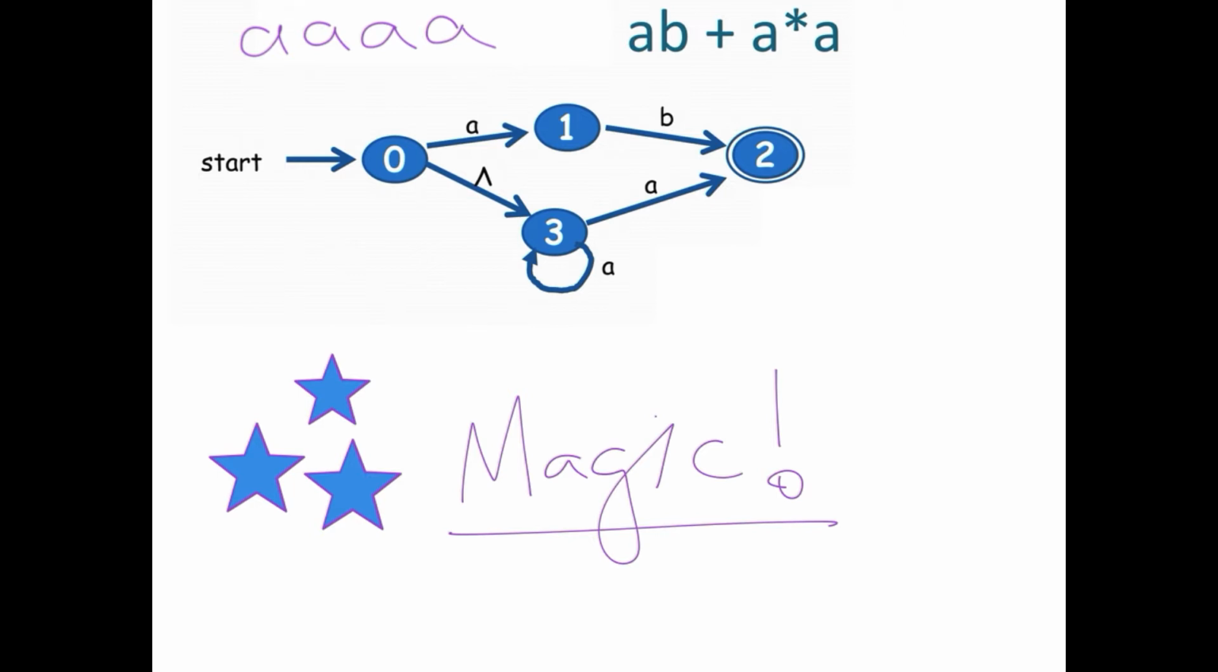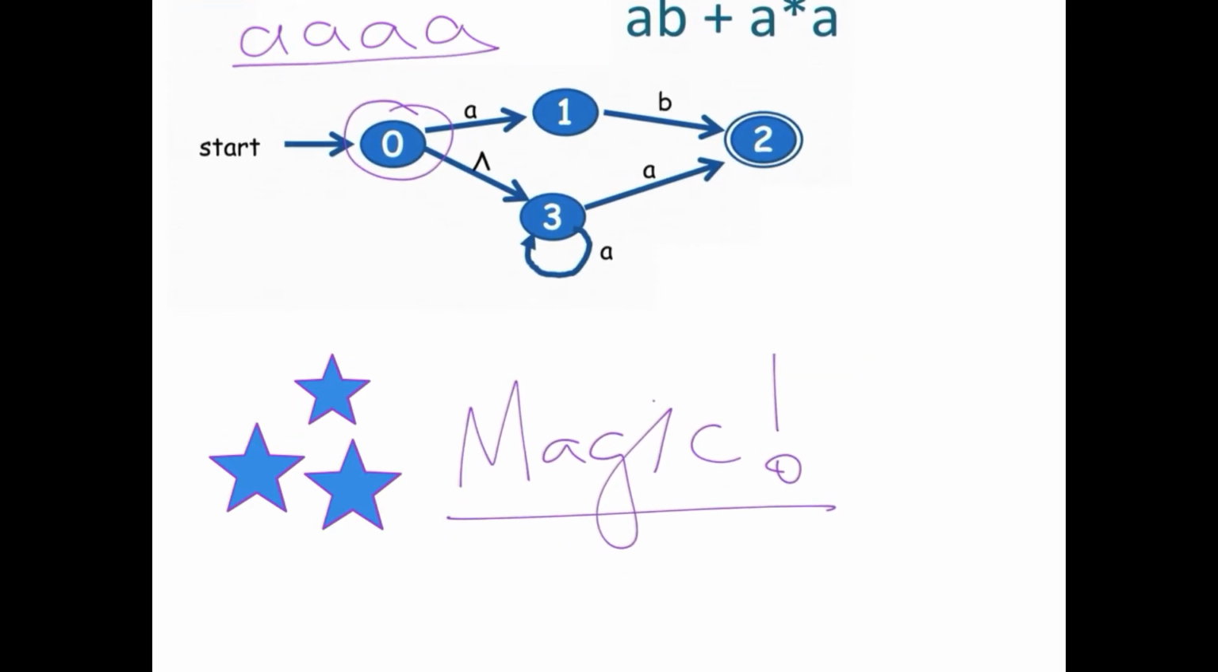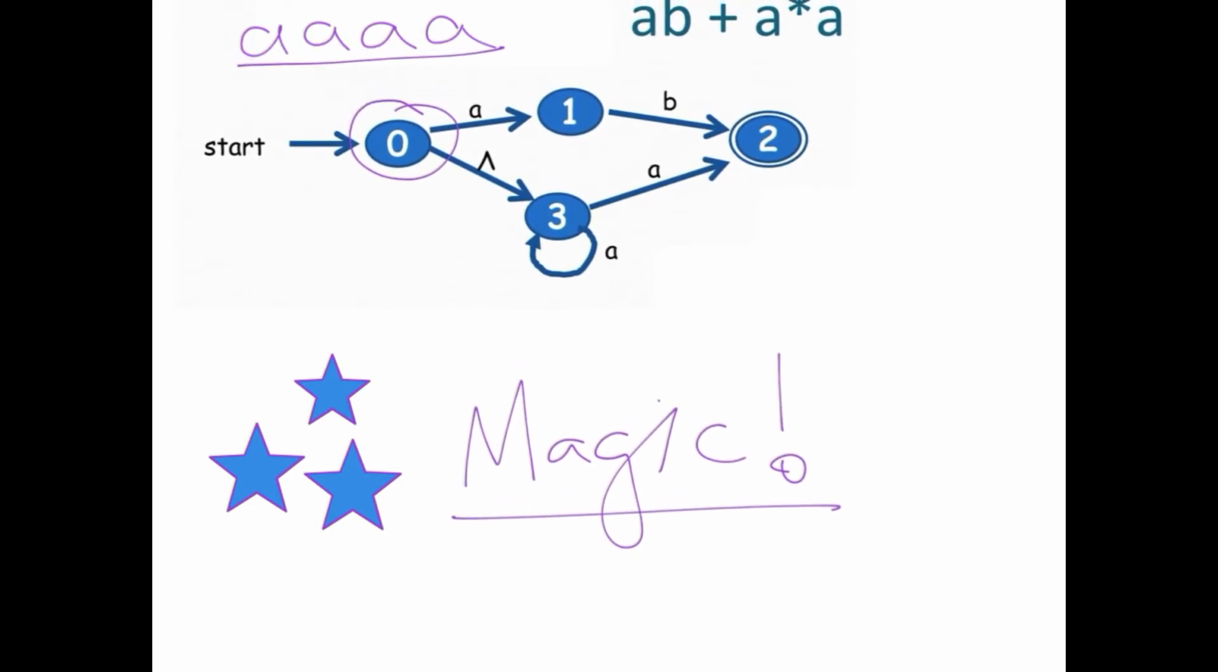So when we are processing this string with four A's, we start at state 0 because that's the start state. And then, magic, I just say, okay, I'm at state 0. I think I'll take this transition from state 0 to state 3, which is totally legal because it's a lambda transition, so I can take it. And then I need to decide, what do I do next?